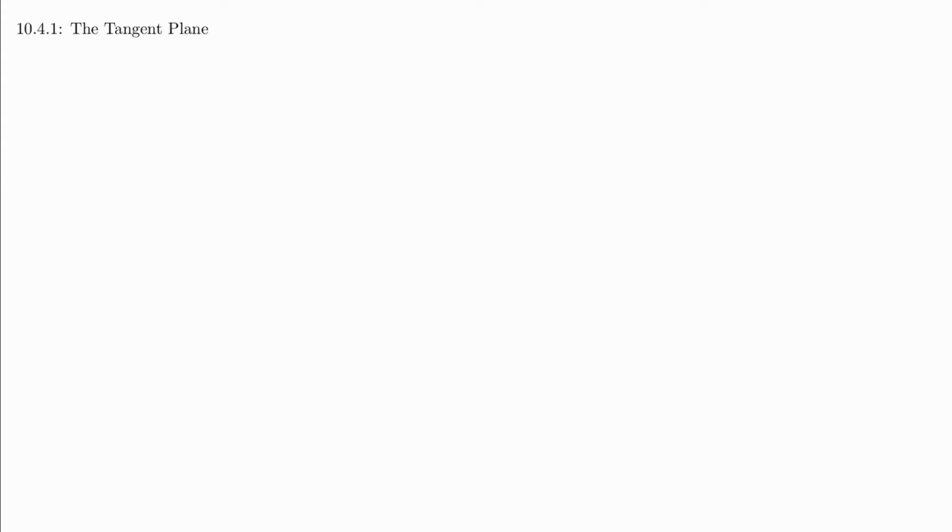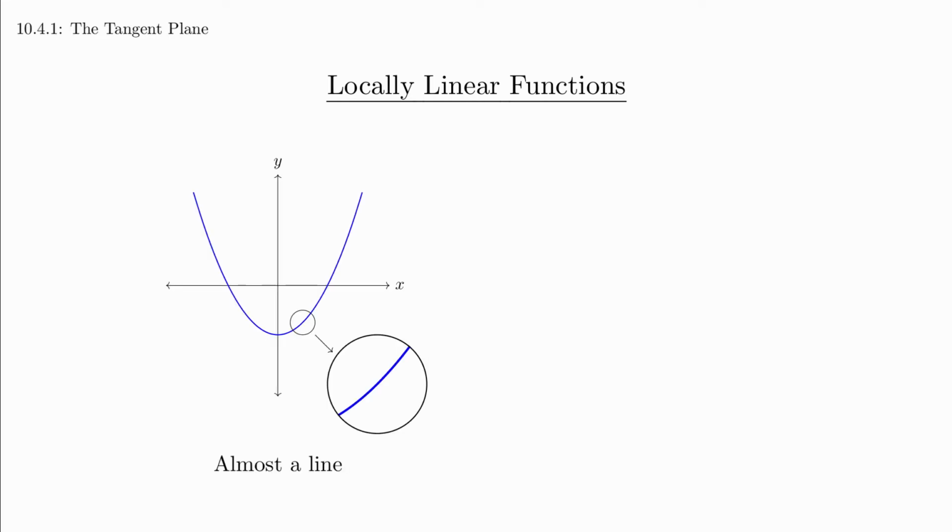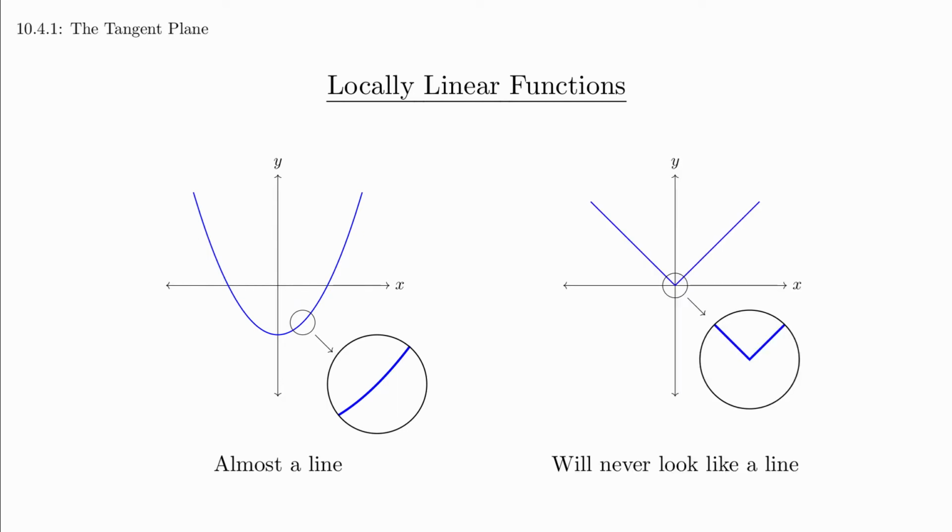The book starts this section with a technical note about linear approximations. In the last chapter, we talked about approximating single variable functions with lines, but we didn't look at any of the details of it. It turns out that this only makes sense if the function itself looks like a line near our approximation. A classic example of a function that isn't locally linear is the absolute value function at x equals 0.